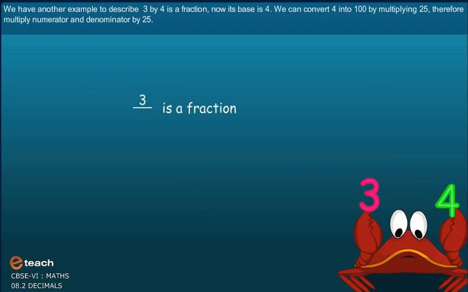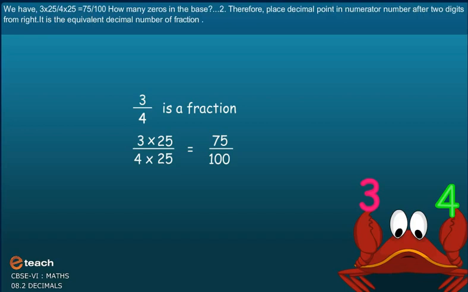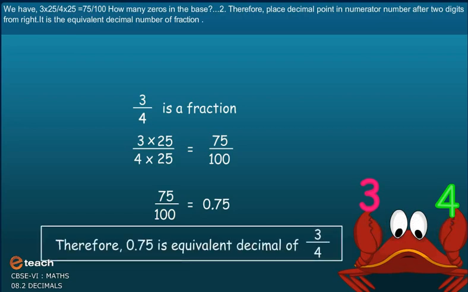3 by 4 is a fraction. Now its base is 4. We can convert 4 into 100 by multiplying by 25. Therefore, multiply numerator and denominator by 25. 3 into 25 by 4 into 25 is equal to 75 by 100. How many zeros in the base? Right, 2. Therefore, place the decimal point in the numerator after 2 digits from the right. It is the equivalent decimal number of the fraction 3 by 4.